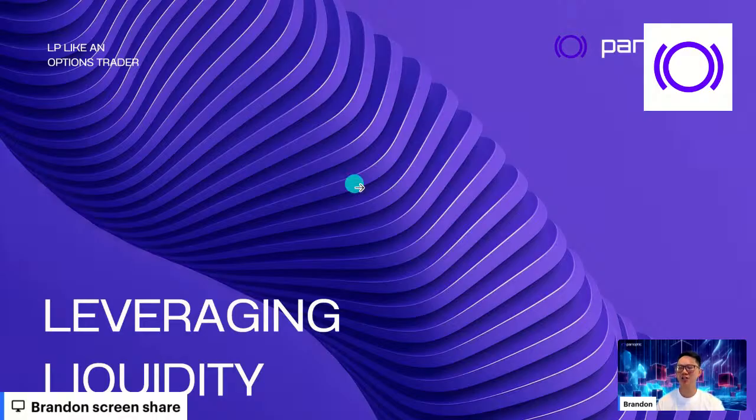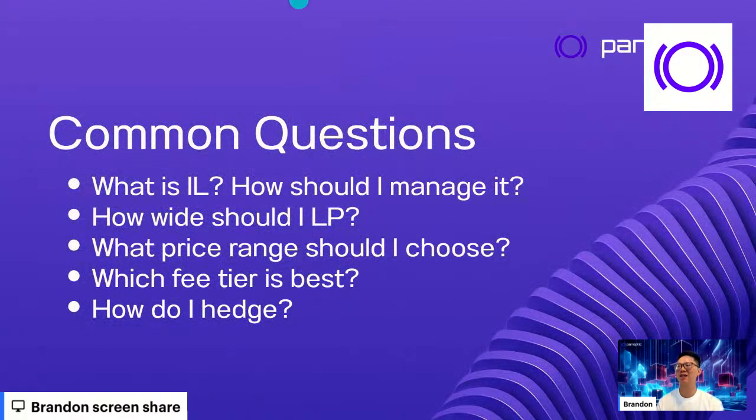Some of the questions that we'll answer are things like, what is impermanent loss? How should I manage impermanent loss? How wide of an LP position should I make? I have to choose a price range from this price to this price as an LP. What price range should I choose? What fee tier should I choose? There are so many choices. I don't know what to do on Uniswap LPing. And how do I hedge my LP position?